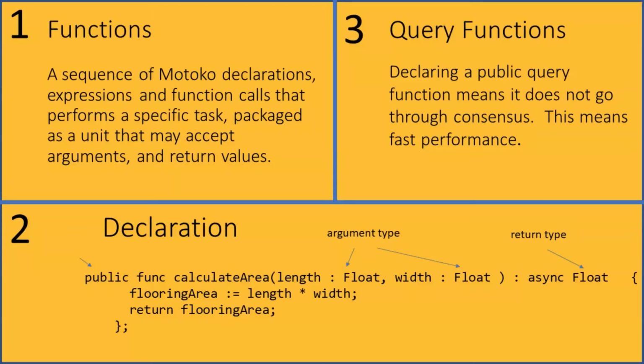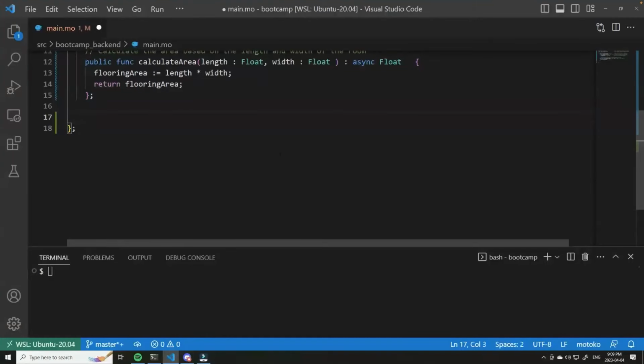You can also declare a function as a public query function. This is done when the function is not writing to the blockchain and does not require consensus. As a result, query functions are much faster, and also a function can return no arguments. And this is indicated by two parentheses, which you will see a little bit later.